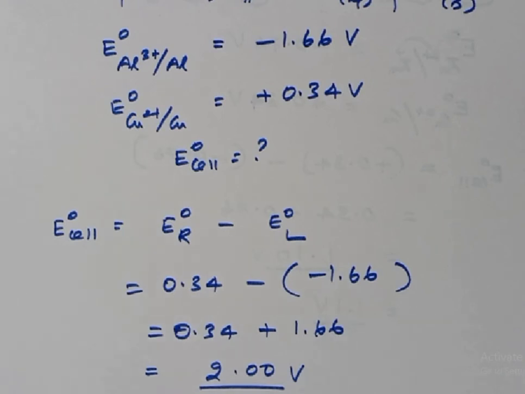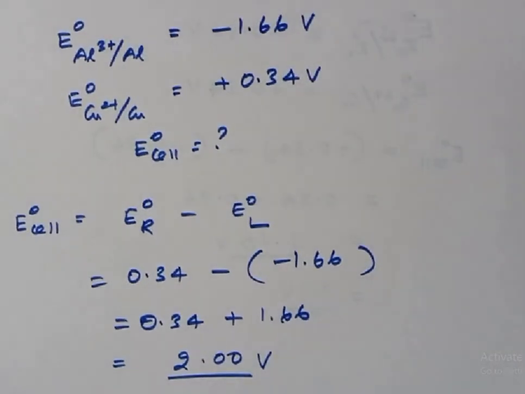So this is how we should calculate the standard cell potential. Remember, to calculate standard cell potential, you need not worry about the chemical reaction occurring in the cell. Cell reaction is not necessary at all. What is required? The standard reduction potentials of the electrodes are required. They'll provide reduction potentials of the electrodes. That is what is important for standard cell potential.